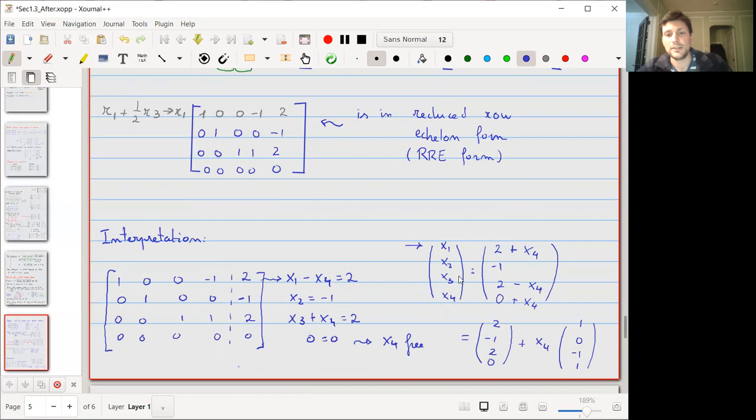x2 is equal to -1. x3 is equal to 2 minus x4. And x4 is just equal to itself because it's a free variable. I can rewrite this as the sum of 2 different vectors. There's a vector containing only constants, 2, -1, 2, 0, plus another vector that multiplies the free variable x4. That vector has coefficients 1, 0, -1, and 1.